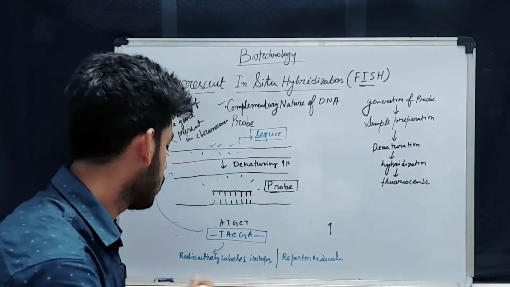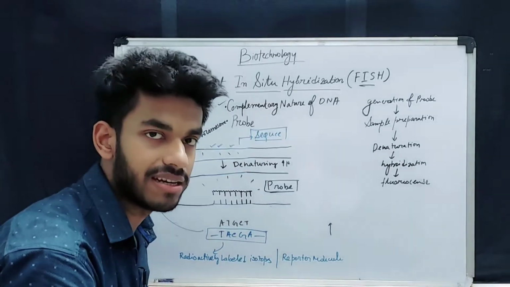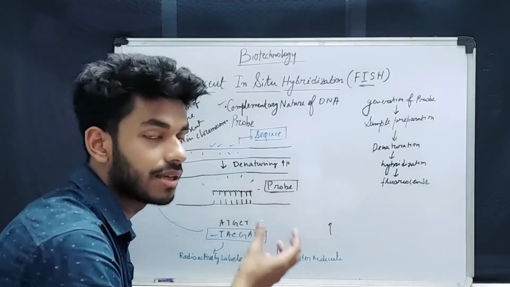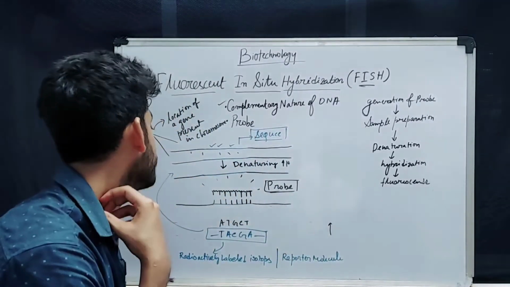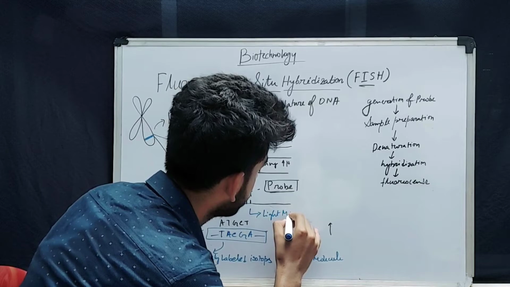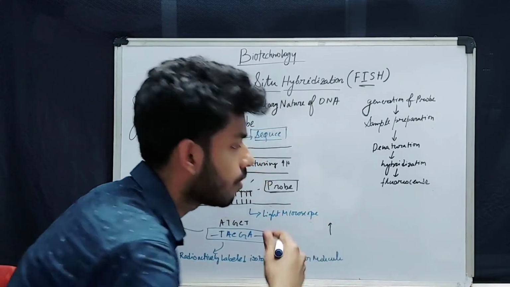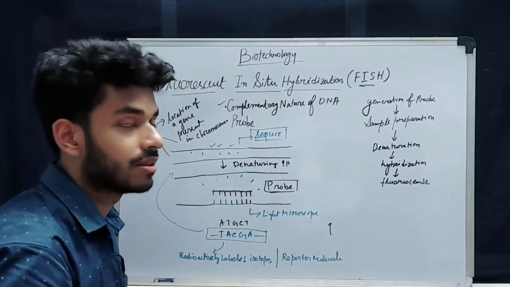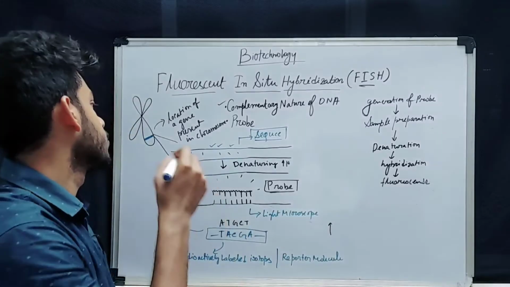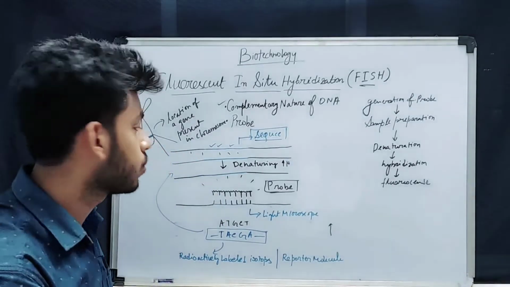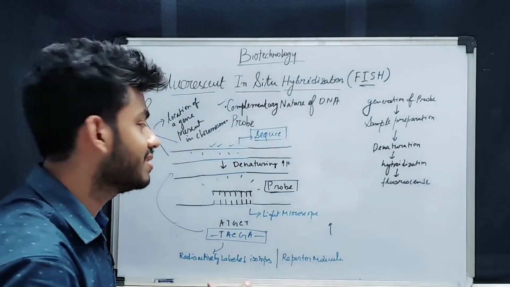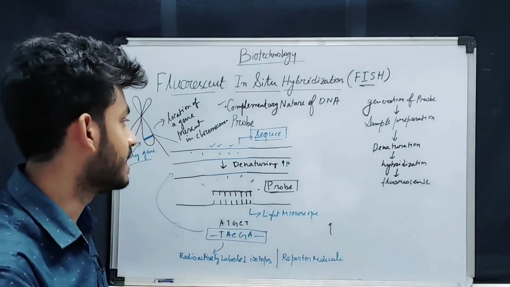If it is radioactively labeled, or labeled in any way, it will emit some light, or if it has a reporter molecule, then the reporter molecule will release and show some light. Under a light microscope or electron microscope or fluorescent microscope, you can easily monitor the changes. So you can say, okay, I am getting light from this region of the chromosome, so my gene is surely situated in that part only. This is how you can locate a gene's position inside a chromosome.